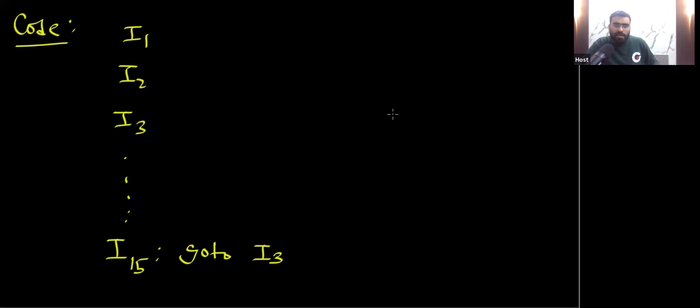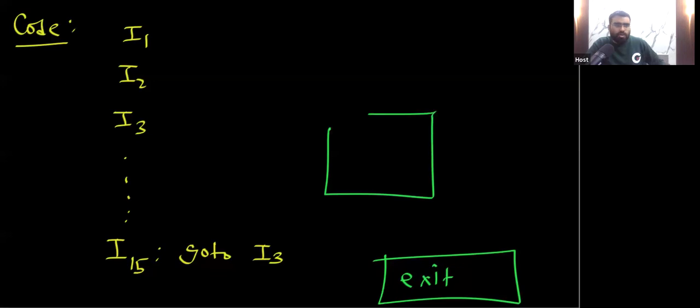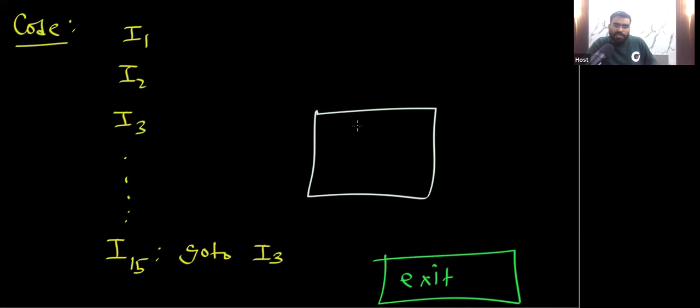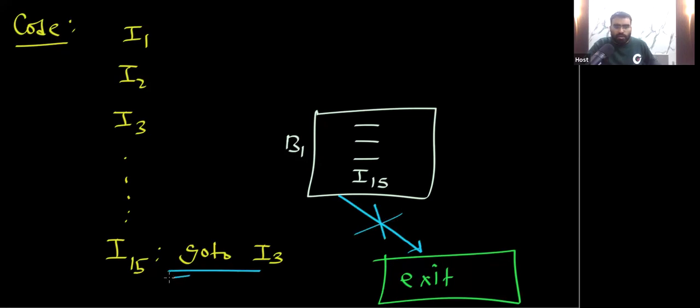Now you tell me, in this basic block you have I15. Will you put an edge to the exit? No, of course not, because this is an unconditional jump. This actually will go to I3.